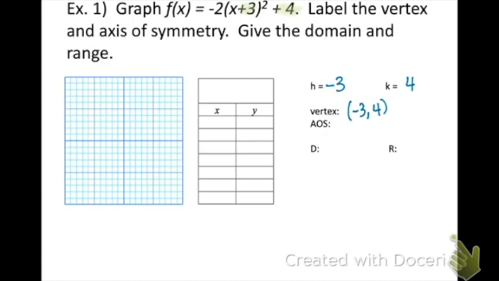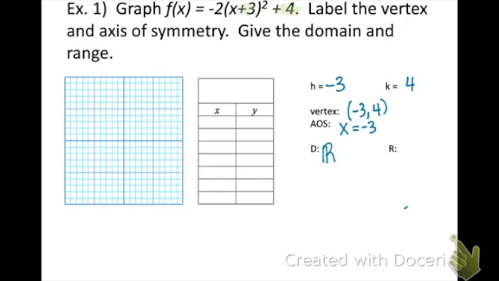Next, our axis of symmetry we know is the equation x equals h. So it's just going to be x equals -3. I'll show you what that looks like graphically here once we get to the graph. Our domain is pretty simple. It is always going to be all real numbers anytime we're dealing with quadratics.